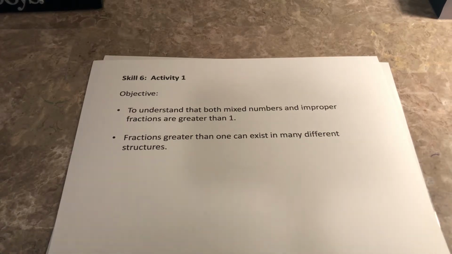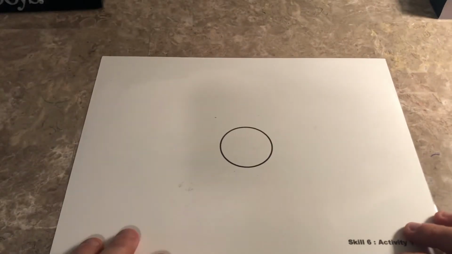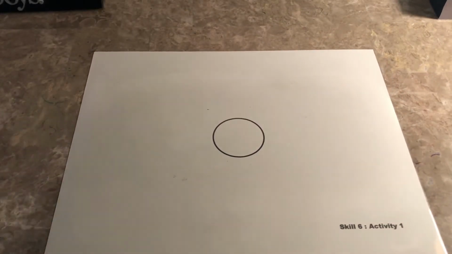Okay, so by this point you've done a lot. Your kids will know what mixed numbers and improper fractions are, and what we're doing is double checking to make sure that they understand all the different formats so they can quickly identify them and know exactly what these mixed numbers are. So for the first activity, remember there are layers of activities that you can do.